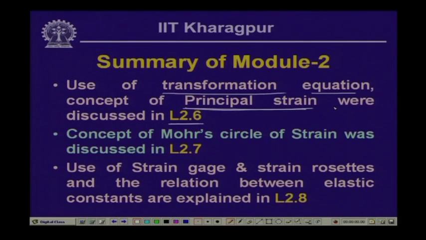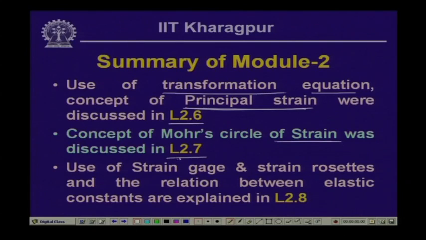and thereby how to evaluate the principal strains were discussed. Then the concept of Mohr's circle of strain: how to compute the strain at different orientations at that particular point, where we know the rectangular strain components epsilon x, epsilon y, gamma x y, and how to compute the values of principal strain. If we like to compute, we can do it through the use of Mohr's circle of strain, and that is what was discussed in lesson 7.